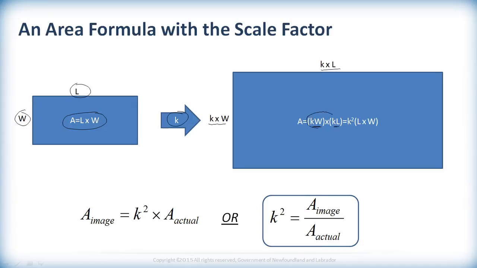And notice that when we multiply all that together, we still got our length and our width multiplied, but we've got two k's in there. Multiplying those together gives us k squared. So what that tells us is that the area of the image is k squared times the area of the actual, or the original. Or if we divide both sides by the area of the actual, we get k squared is area of image over area of actual. So when we deal with areas, it's not just k anymore, it's k squared. We call it a squared scale factor.